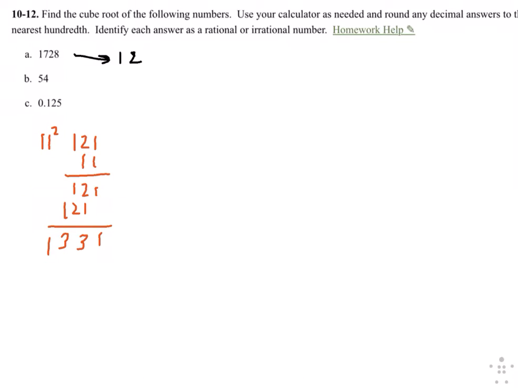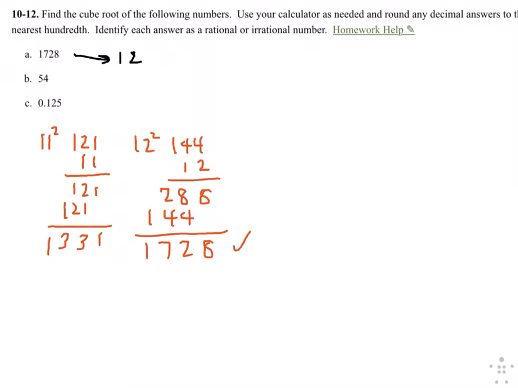So then we try 12, right? 12 squared is 144, and then times 12 again would be 1,728, and we'd get it to be 12. Again, with no calculator, you'd be forced to do that.